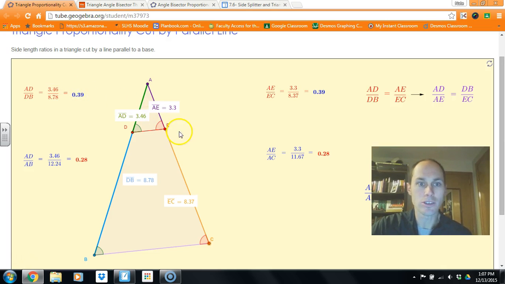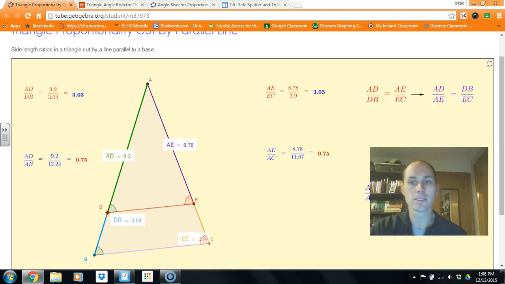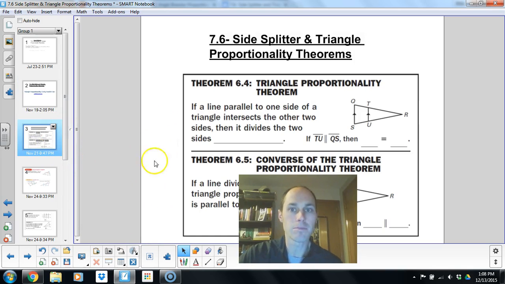Actually, that's the ratio I just showed you, wasn't it? But it also has the ratio of the full triangle, so 3.46 to the full length of 12.24. Same with AE to the full length AC. That's proportional as well because it's a dilation. And then the sides are split into proportions as well. And it doesn't matter if I change the points. As long as the two lines are parallel, the sides get split into an equal ratio. And triangle side lengths. So either one works. Okay, so that is the side splitter theorem when we have a parallel line.